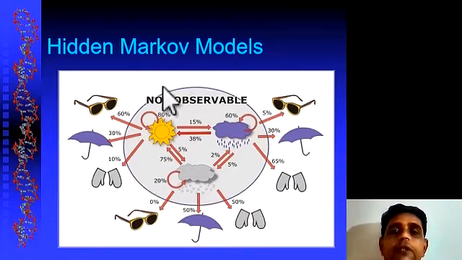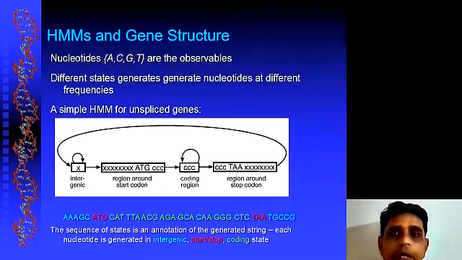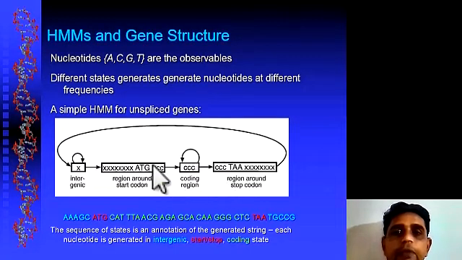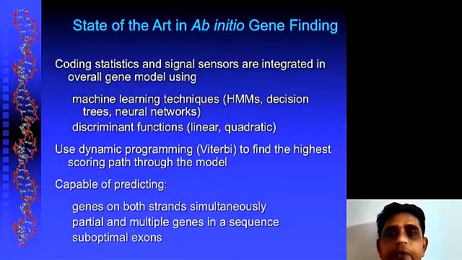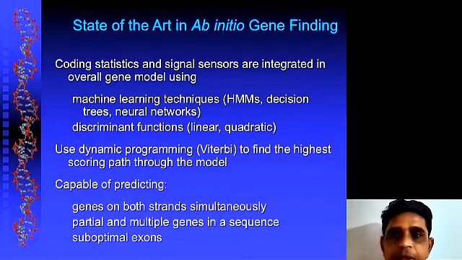Same way, such kind of things are also done with the computational statistical method, and that is included in the hidden Markov model. This hidden Markov model will also see the probability of the intragenic region, the region around the start codon, the coding region, and the region around the stop codon. And depending upon that only, it will find out that this will be your gene structure or this is the portion of the gene. This is the state of the art ab initio gene finding technique.